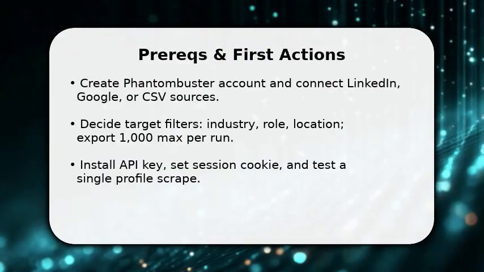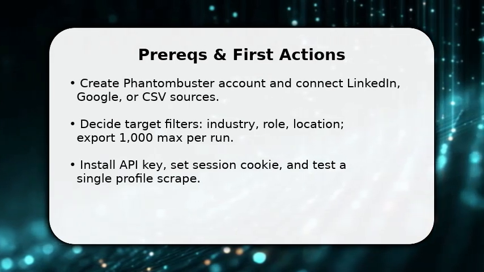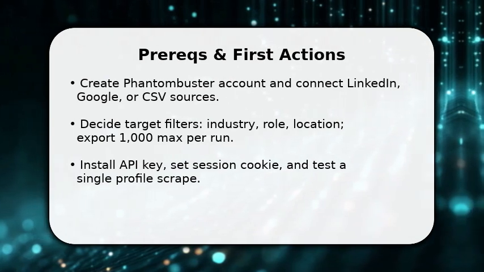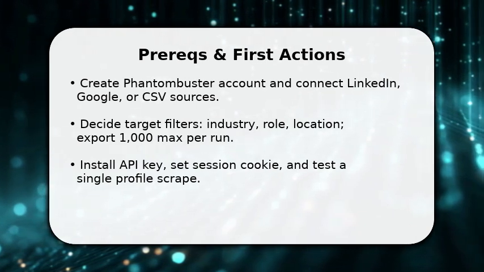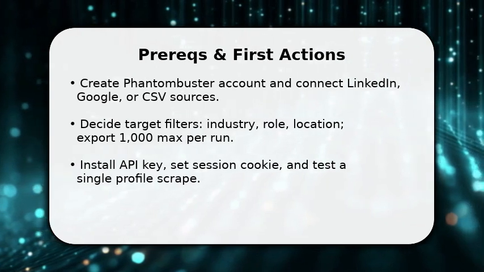Enjoy the video. You'll start by preparing essential access. Sign into Phantombuster, connect the platform you'll scrape, and install your API key and session cookie so requests authenticate. Once done, choose a small test target list and apply filters for industry, role, and location to avoid noise.